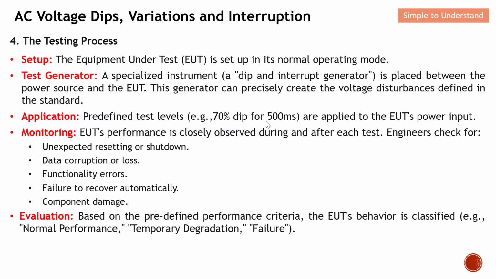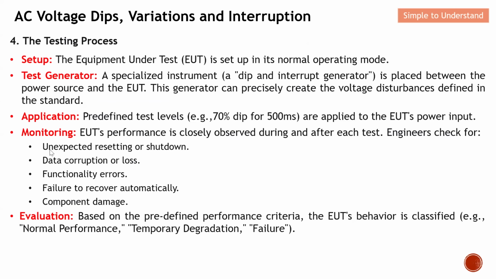Coming to the application, we have predefined test levels. Again, all this I will mention in my next video. For example, there will be a 70% dip for 500 milliseconds. You can see that the time interval is very, very short. They are applied to the EUT power input, and you just want to see whether it can pass the test.